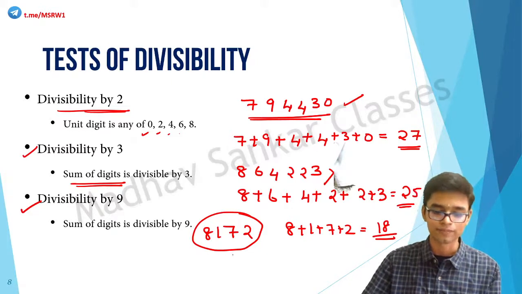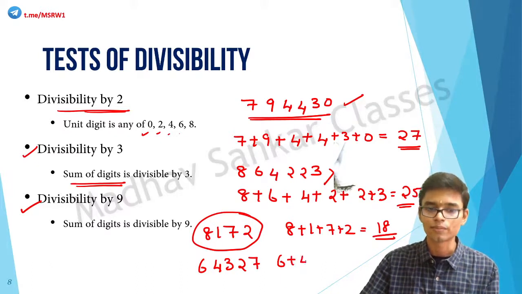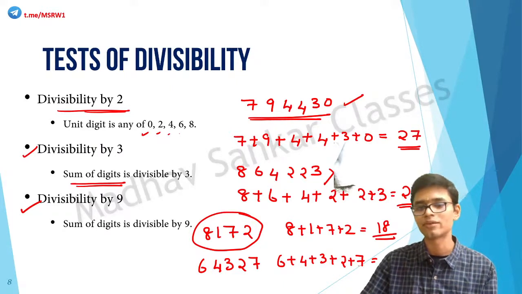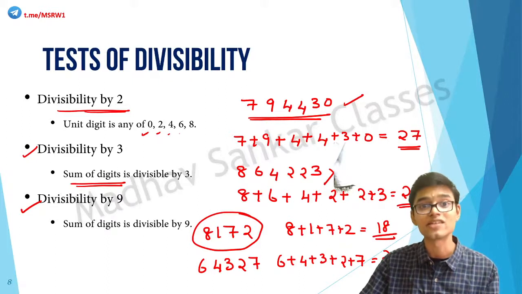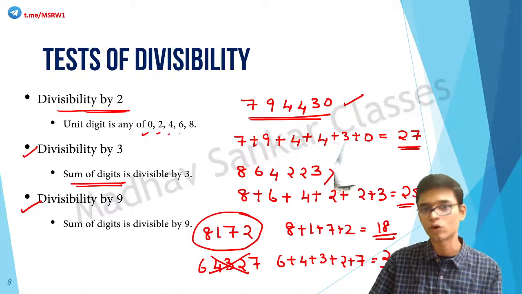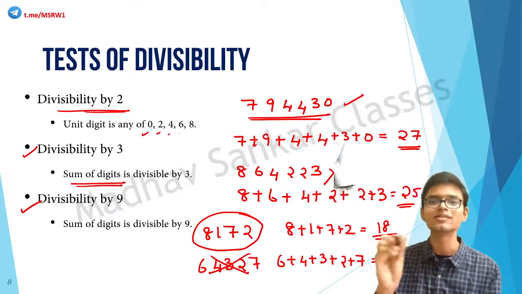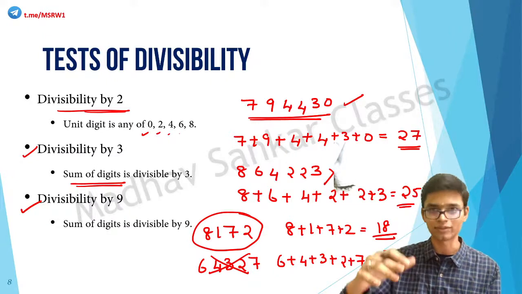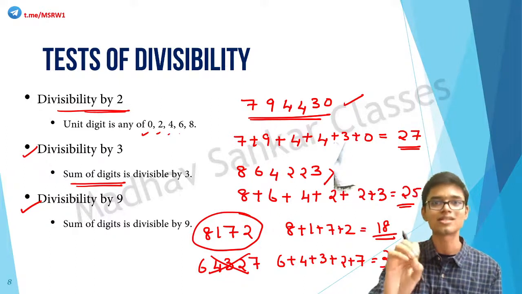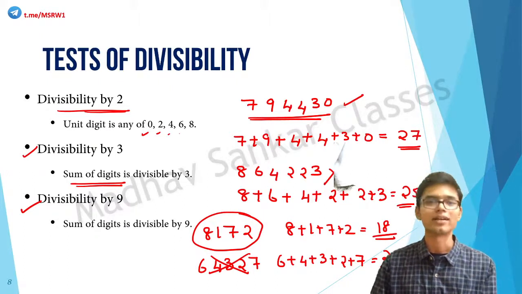Got it? Another example. 64327. 6 plus 4 plus 3 plus 2 plus 7 equal to what? 10 plus 3, 13 plus 2, 15 plus 7 is 22. 22 is not divisible by 9 and therefore this number is also not divisible by 9. I hope you understood. I am taking it very slow. I am explaining all the processes. I am writing even the addition of all these things so that everyone of all levels can follow. Maybe you are all geniuses in maths, but everyone may not be so. That is why I am not skipping any steps. Clear?